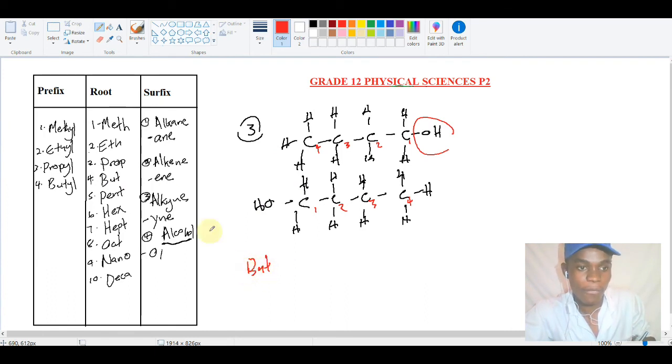But means 4, right? So we have got our root, it's but. We don't have a substituent, so we don't have the prefix. So our root is but, and then our suffix is -ol. Now someone will say, okay, you have got butane-ol, that means this is butol.